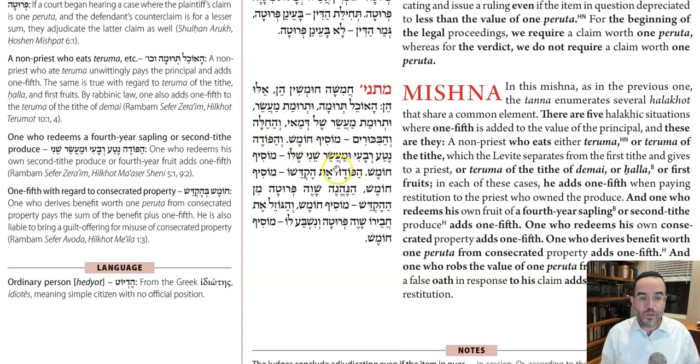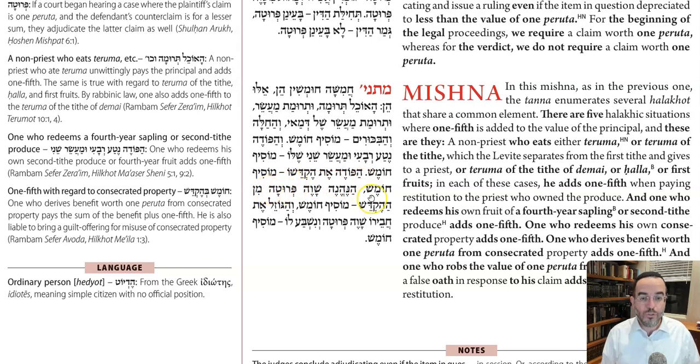V'apodeh neta revai u'maaseh sheni shelo mosif chomesh. Someone who eats the fourth year fruit, and maaser sheni is kept by the owner, but has to be brought to Jerusalem and eaten in Jerusalem. If he doesn't do that and he consumes it not in Jerusalem, then he has to pay back and add a fifth.